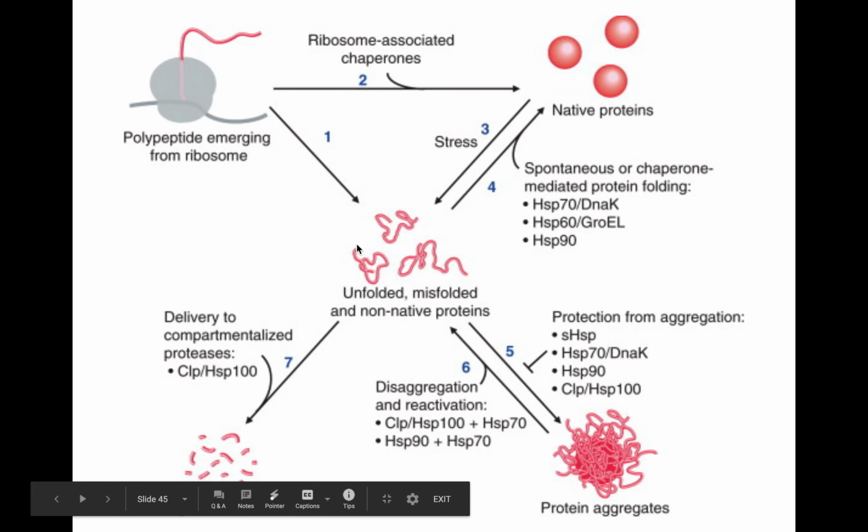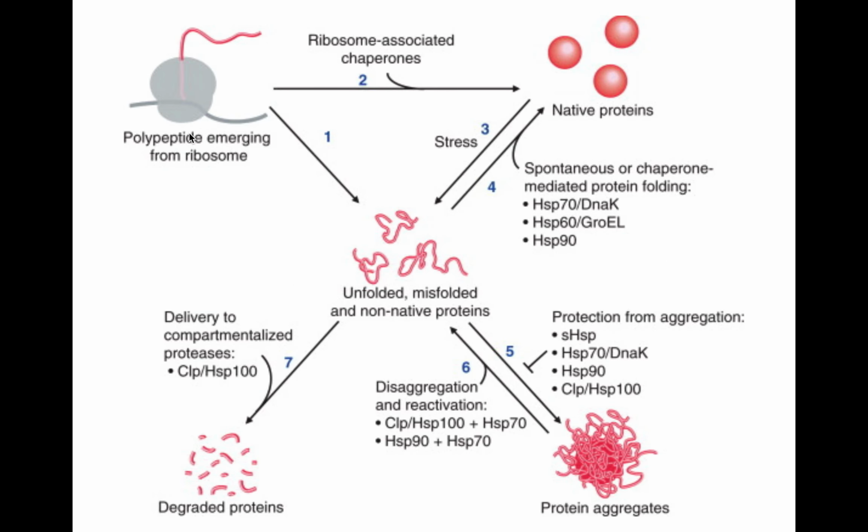So this is looking at some unfolded proteins. There are some different types of chaperones, and they will function in different parts of protein folding. For instance, when you are first going through translation, you will have some chaperones that assist in the folding of the proteins that are newly emerging from the ribosome. So these are ribosome-associated chaperones. You get the native folded proteins.